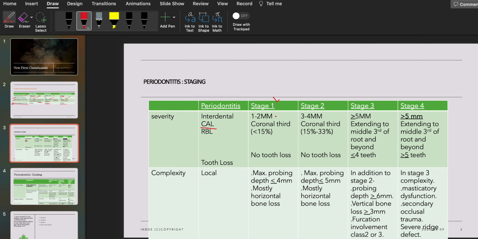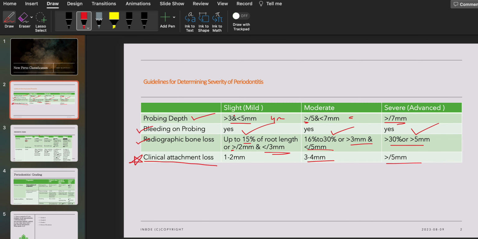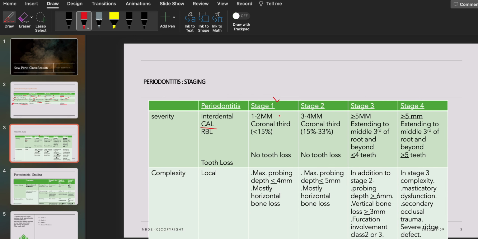For stage 1, the clinical attachment loss is going to be the same way as we read in the previous slides: 1 to 2 millimeter for stage 1, 3 to 4 millimeter for stage 2, and stage 3 and stage 4 are the same: more or equal to 5, more or equal to 5.